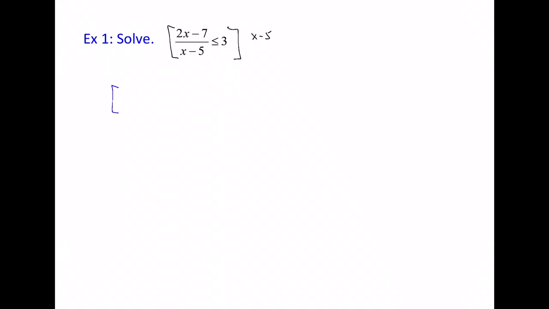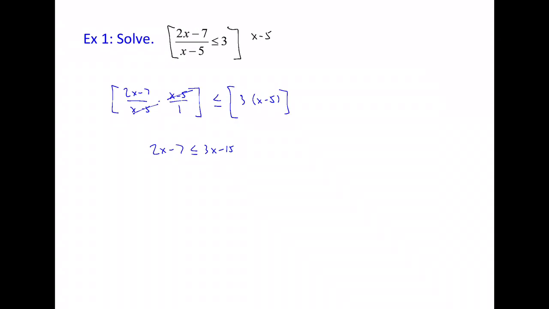And so once again, to write this out so that you can see everything that's happening, this term gets multiplied by x minus 5. There's only two terms, so not a whole lot here, but then 3 gets multiplied by x minus 5. And so on the left side, the x minus 5s cancel, and you're left with 2x minus 7 is less than or equal to 3x minus 15 once you distribute.